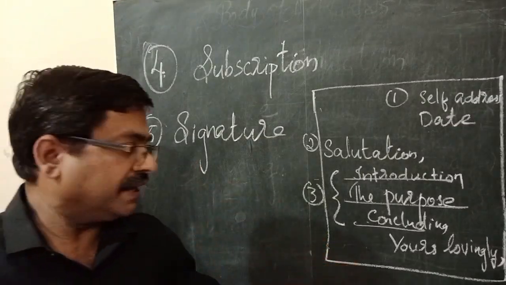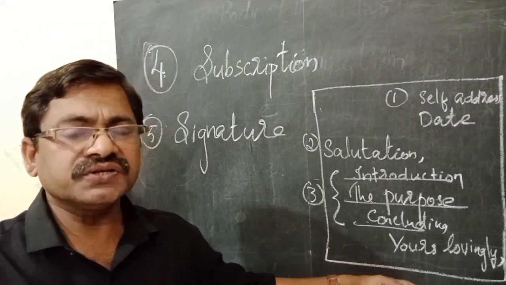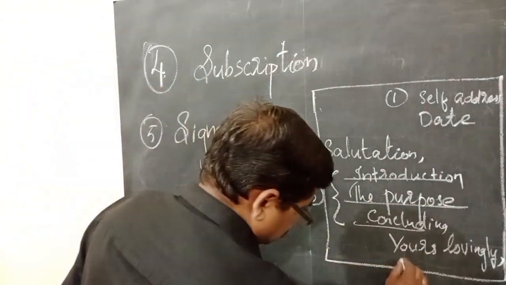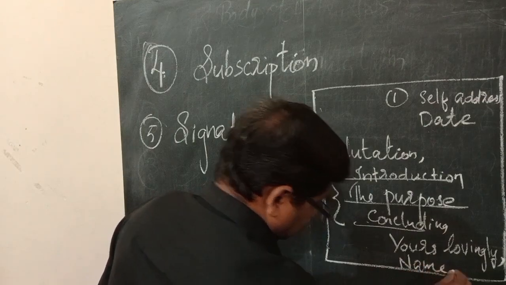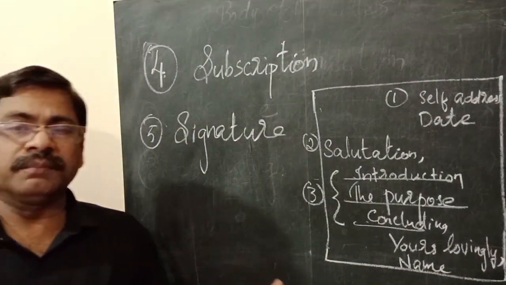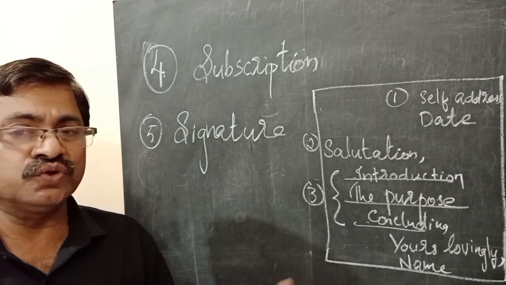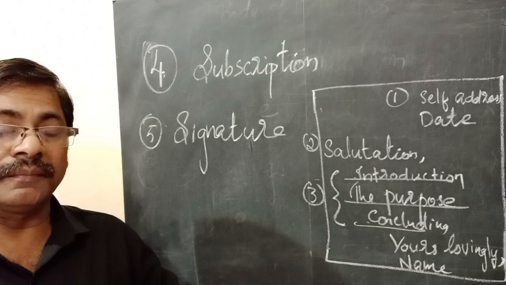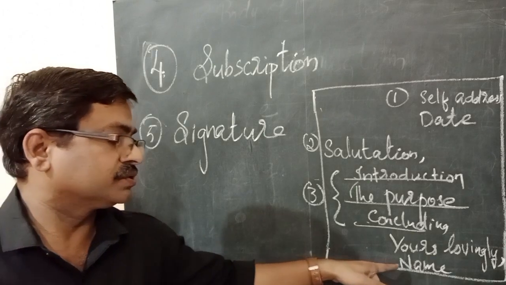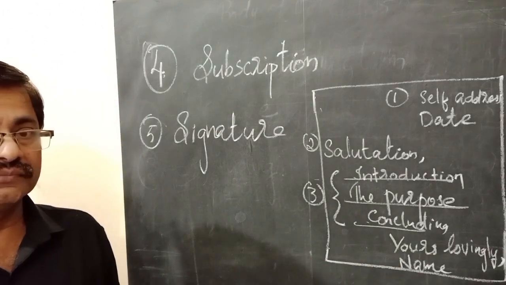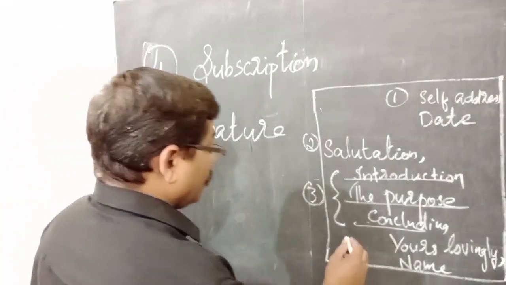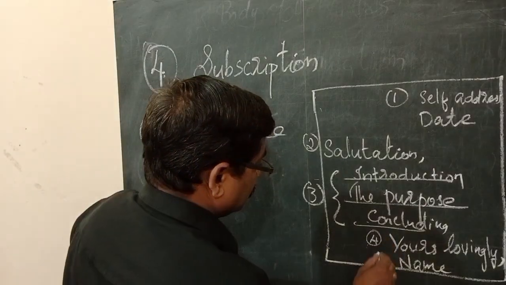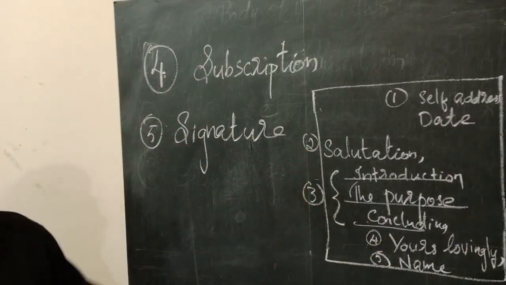signature. You can write your name or signature here after the subscription. In an informal letter, normally initials or surnames should not be used. Your normal name or pet name, that only should be used here. So these are the five parts of an informal letter.